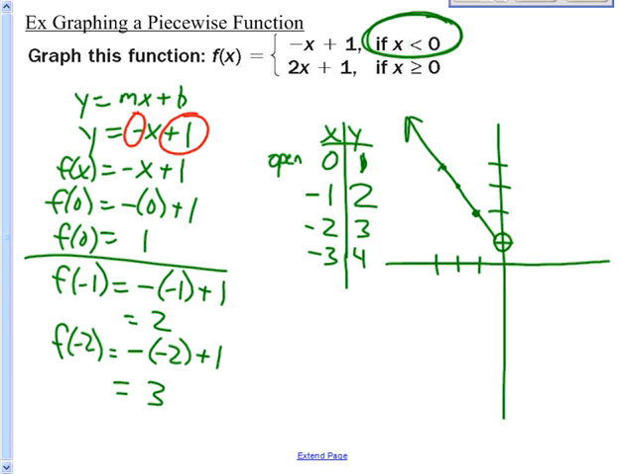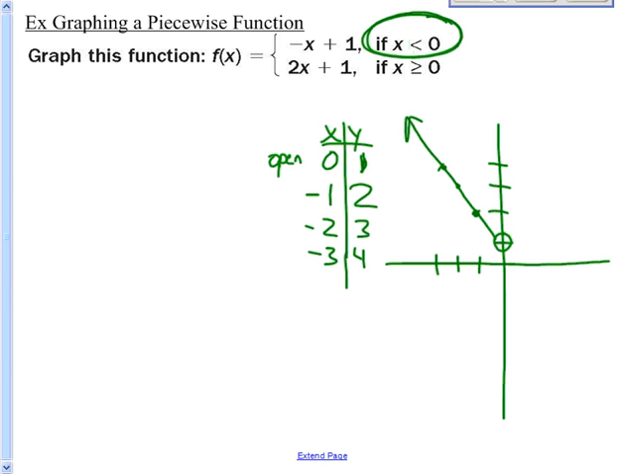Okay? All right, now we got this other one, y equals 2x plus 1. Let me erase this part here.